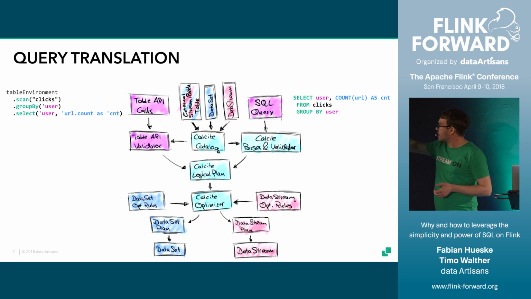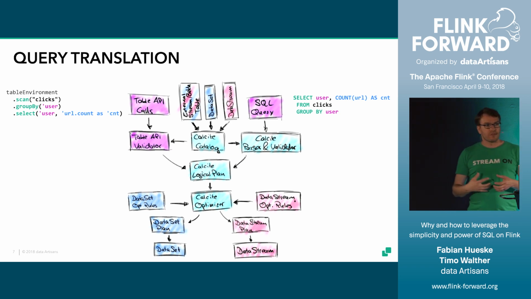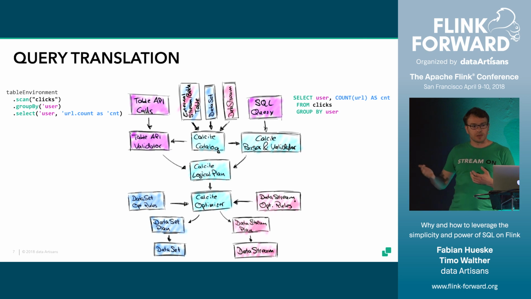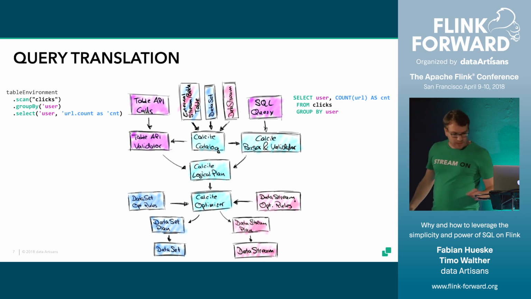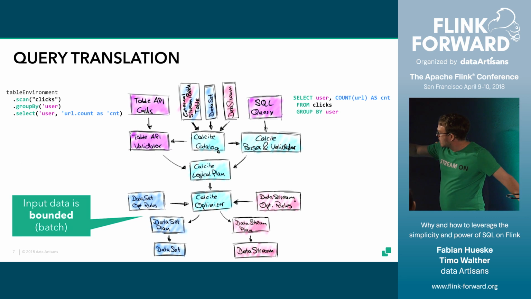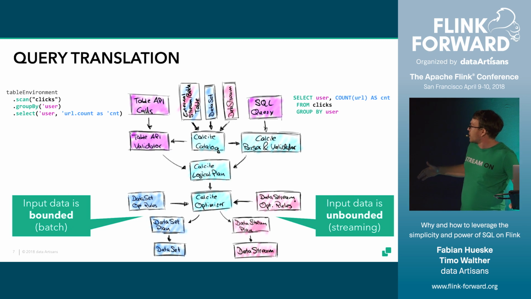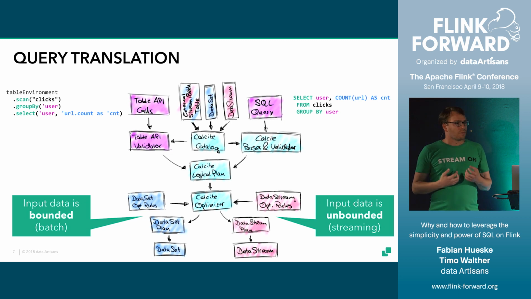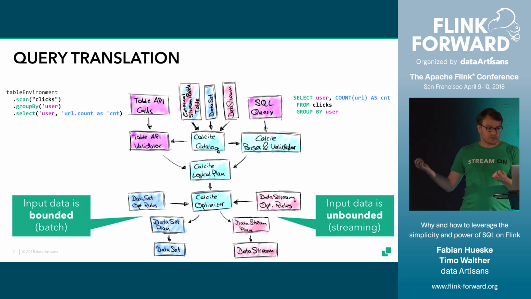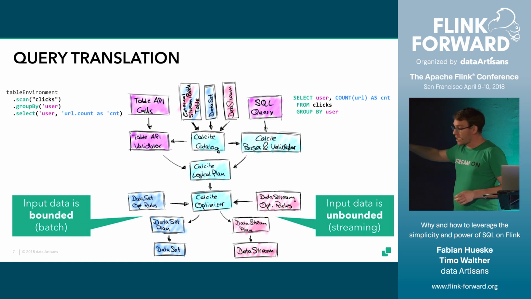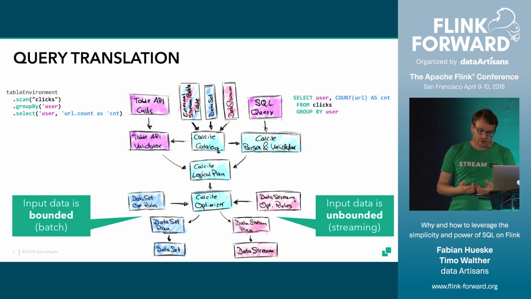And then the Calcite optimizer would optimize the query depending on whether the sources are streaming tables or static batch tables. And then we either get a DataSet plan if the input is bounded, or we get a DataStream plan if the input is unbounded. Because we're translating everything into DataSet or DataStream plans, this also explains why it's so tightly integrated with the DataStream or DataSet API. So you can get a DataStream back and then do all the operations that you would do on a regular DataStream with it.